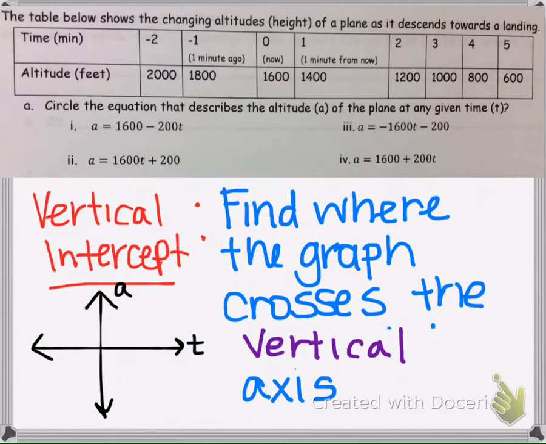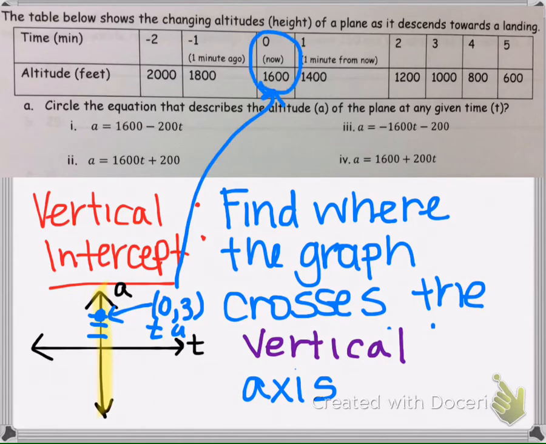To find the vertical intercept, we need to find where the graph crosses the vertical axis. So for a point to be on the vertical axis, I'm going to make up some points here. That ordered pair there is (0, 3). So in other words, when the time is 0, what's the altitude? Now, one way is, in this particular problem, it was given to us in our table. So the vertical intercept is (0, 1600).